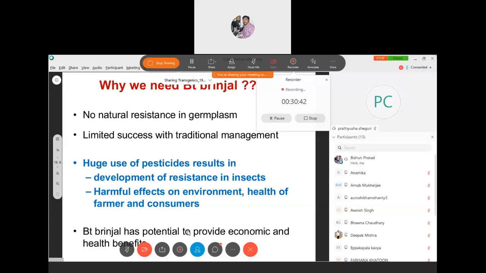So BT brinjal has potential to provide economic and health benefits. As we all know, if we can produce the BT brinjal, it can minimize the fruit and shoot borer. Then farmers may get more price. And since this will utilize a lesser amount of pesticides, it may be beneficial to humans also.